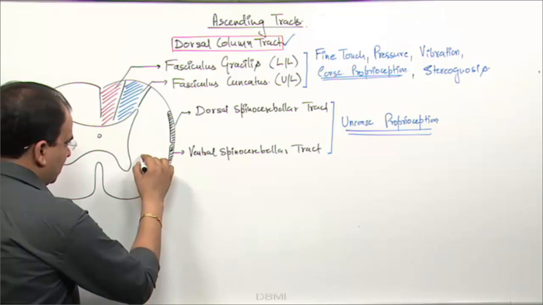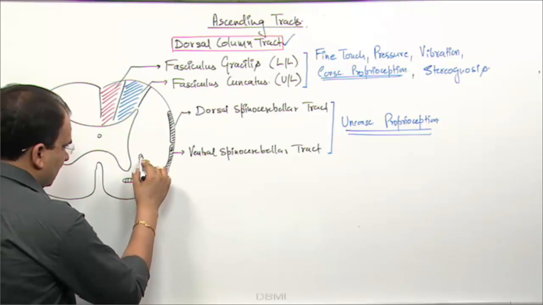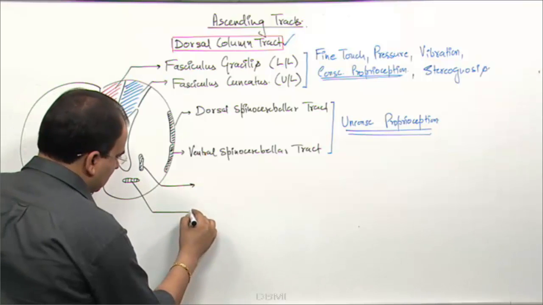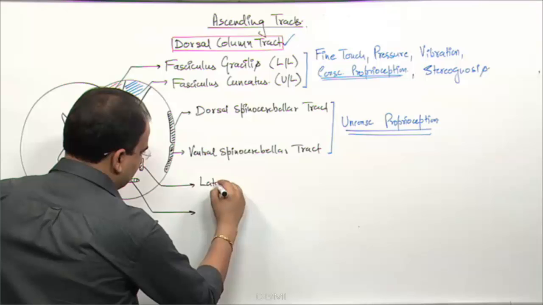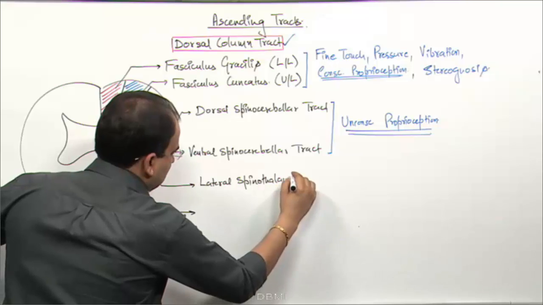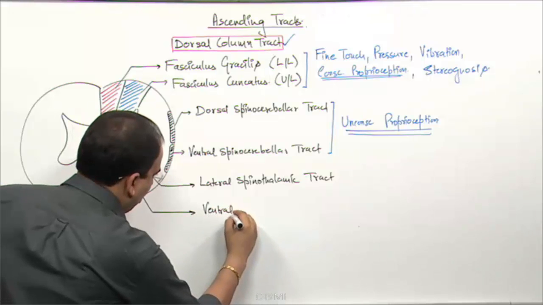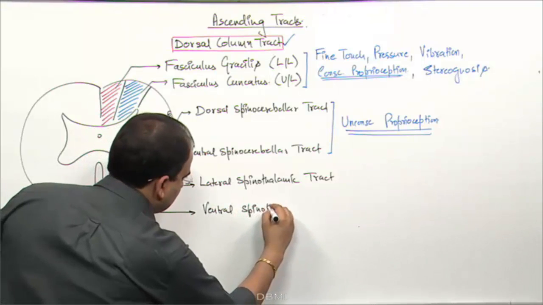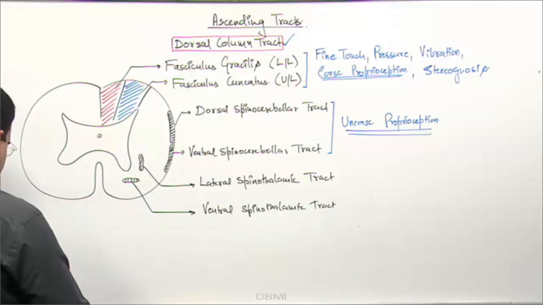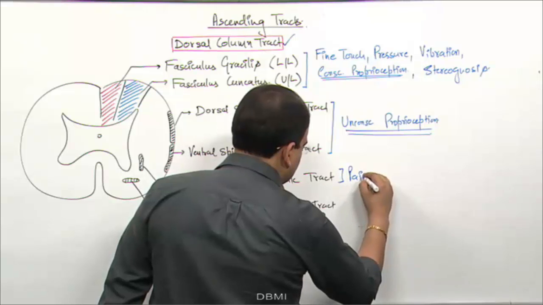And we also have a tract which is partly present in the lateral funiculus and partly in the anterior funiculus, and that is called the lateral spinothalamic tract and anterior spinothalamic tract. This is lateral spinothalamic tract, and this is ventral or anterior spinothalamic tract. The function of the lateral spinothalamic tract is to carry the pain and temperature.